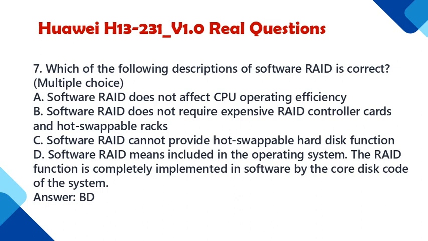7. Which of the following descriptions of software RAID is correct? Multiple choice. A. Software RAID does not affect CPU operating efficiency. B. Software RAID does not require expensive RAID controller cards and hot swappable racks. C. Software RAID cannot provide hot swappable hard disk function. D. Software RAID means included in the operating system. The RAID function is completely implemented in software by the core disk code of the system. Answer. BD.